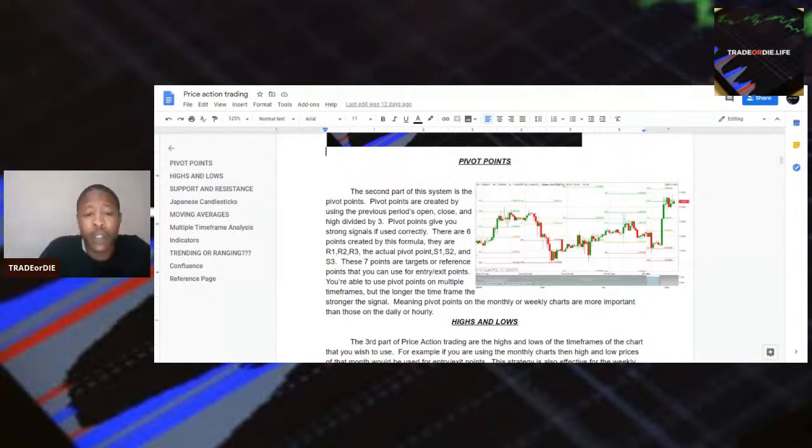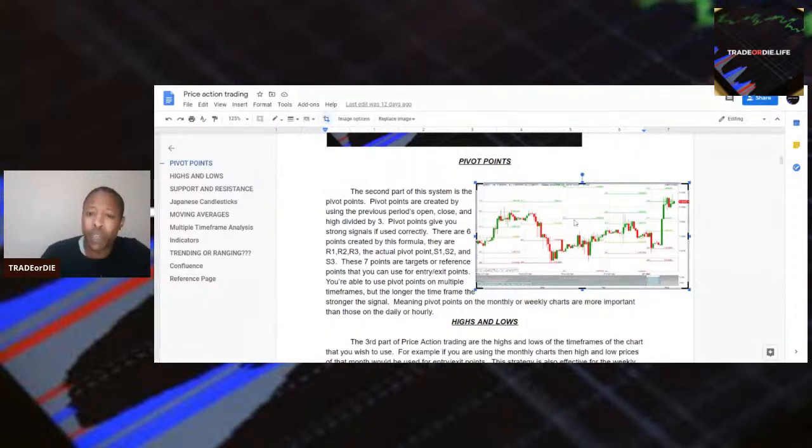So you always want to check the longer time frames before you make your trades on the smaller time frame, people. That's one thing I cannot emphasize. But yeah, pivot points give you strong signals if used correctly. There are the 6 points created by this formula. See, I don't want to give you too much information and confuse you guys about this formula.